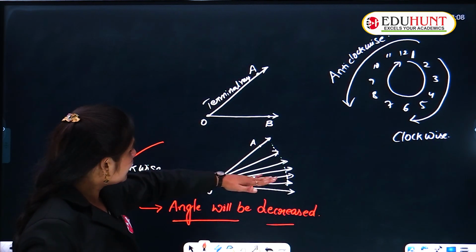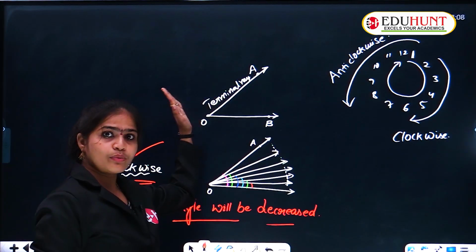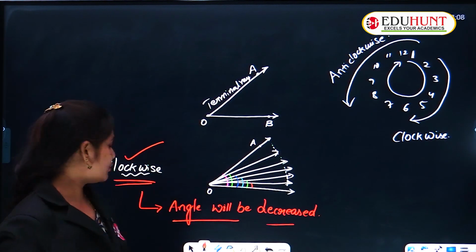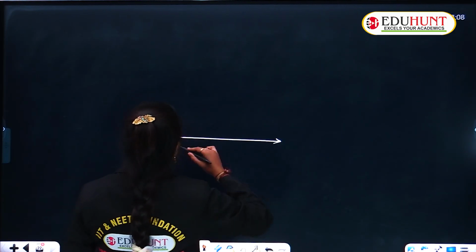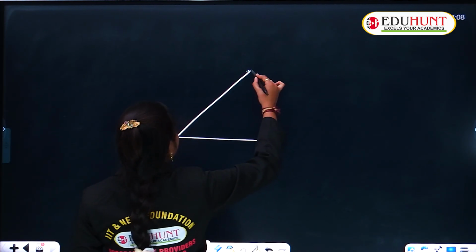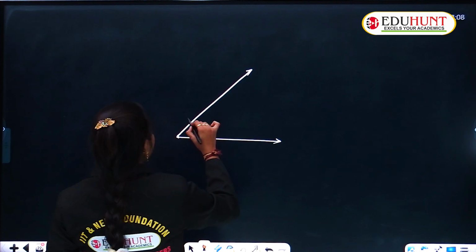If that terminal ray moves in anti-clockwise direction, then what will happen? Okay, see here. This is that fixed ray and this is the terminal ray. Okay, now here see that.